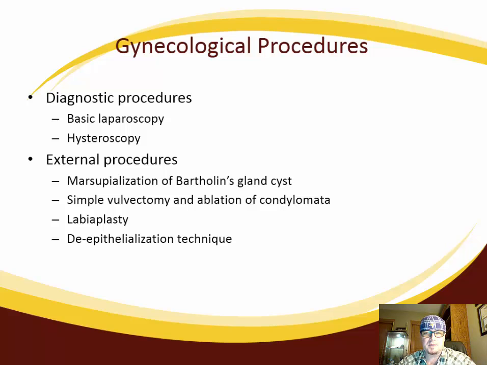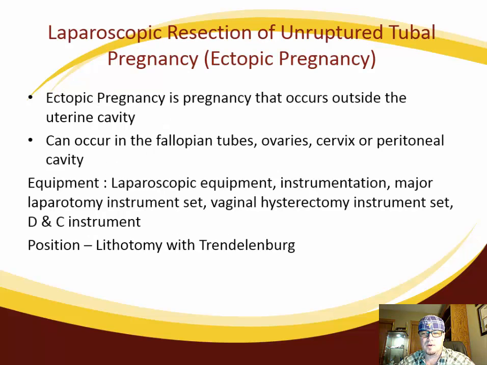Some are diagnostic. Some are procedures that may be combined with other procedures, so you may see more than one at a time. Laparoscopic resection of an unruptured tubal pregnancy, or an ectopic pregnancy, is something we showed videos of in class. So these cases may be done laparoscopically. If they rupture, they're going to be done emergently.